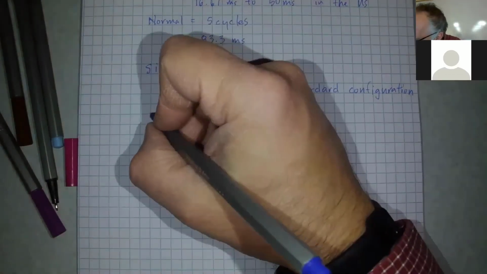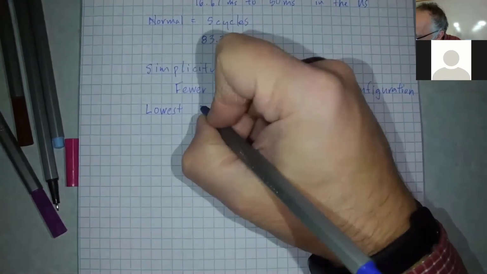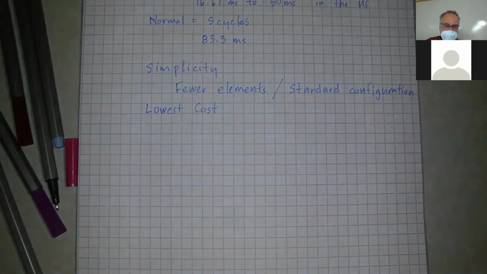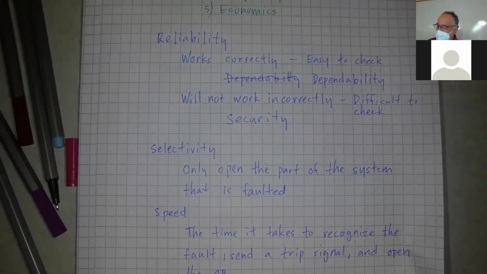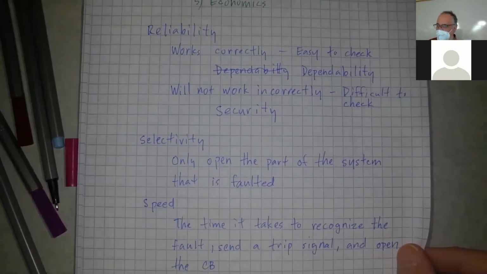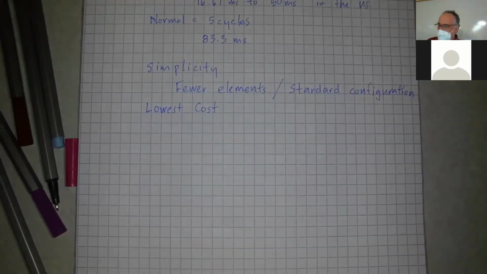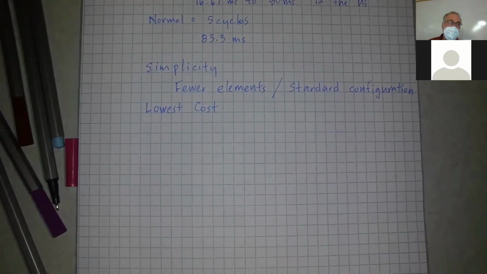And then lowest cost. That's the economics of it. So we've got reliability, which is broken into two parts. Selectivity, which is make sure you only open up one part of the grid, not the entire grid. Speed, we're talking about fast being 1 to 3 cycles, normal being 5 cycles. Simplicity, and then cost. So those are the 5 things. Is it 5? Yeah, those are the 5 things.